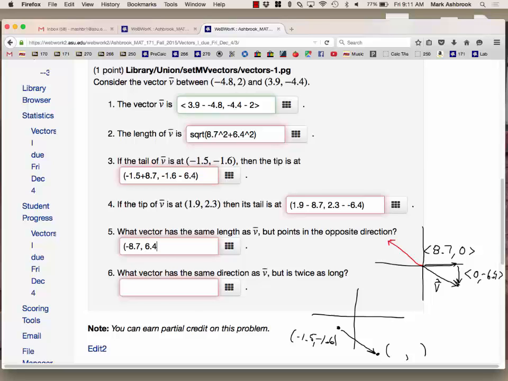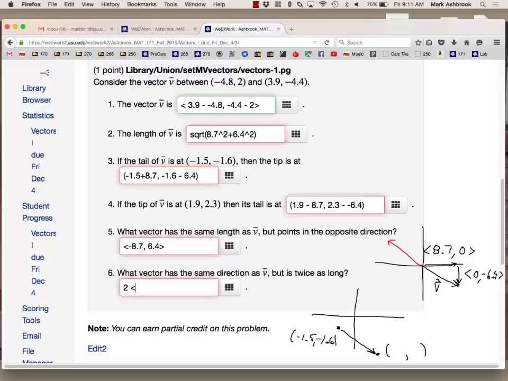This is a vector now, so we need the chevrons. Okay. What vector has the same direction as v but is twice as long? So if it's twice as long, what about the x component? Twice as long. What about the y component? Twice as long.